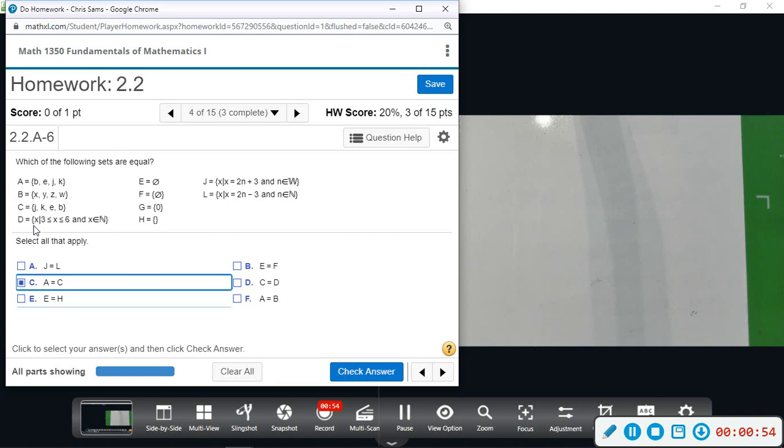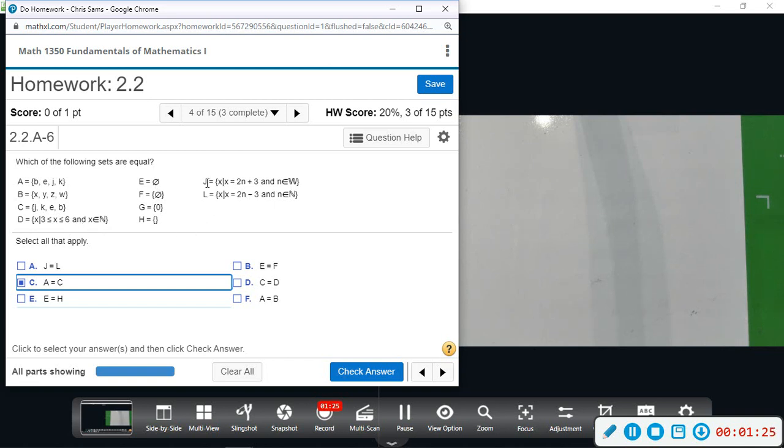D has the set of all x values such that 3 is less than or equal to x is less than or equal to 6, x is a natural number. So the way you would list this set is the numbers 3, 4, 5, and 6. So all of these numbers because equal to. So is there another set that has 3, 4, 5, and 6?